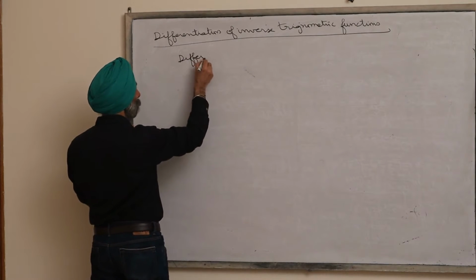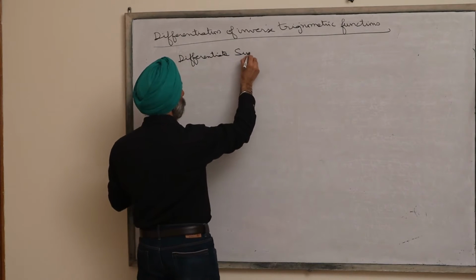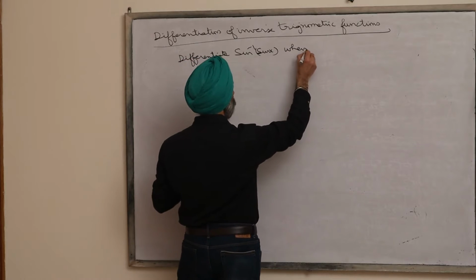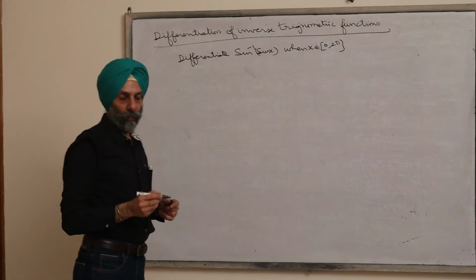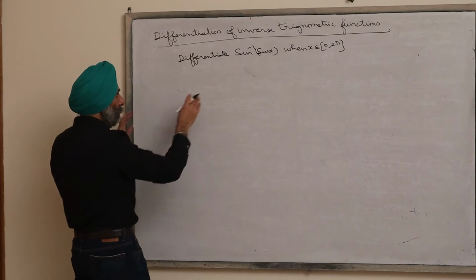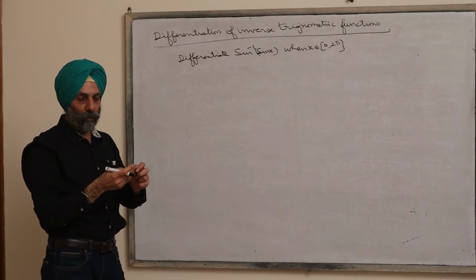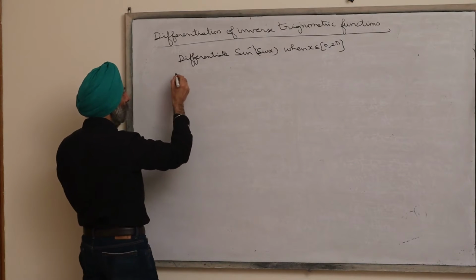Differentiate sine inverse of sine x when x belongs to 0 to 2 pi. Now before discussing all this, let me discuss the principal value branches for your inverse trigonometric functions.